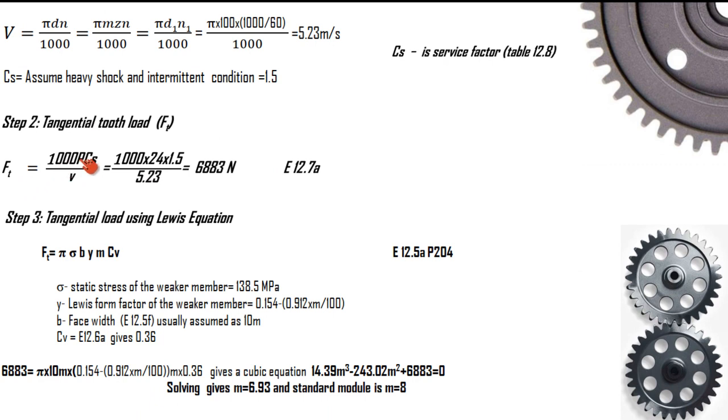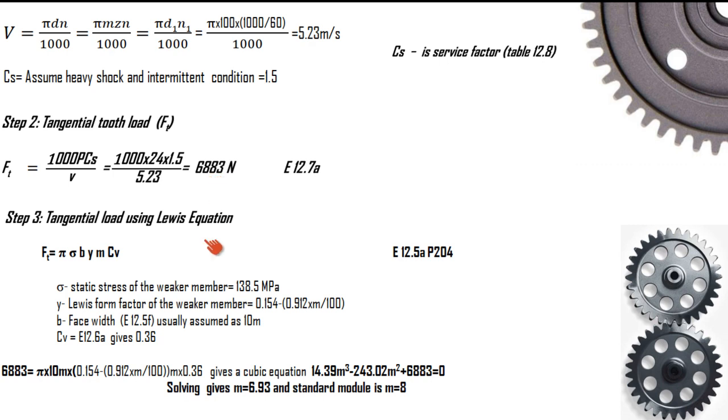P is readily available with us, CS is available, V is available, every value is available, and the value of FT is going to be obtained as 6883 Newton. But in the previous question it was in terms of M. That is a difference. You have to understand, because when we solve problems of type 1, FT was obtained in terms of module, and in type 2 FT was obtained as a whole number.